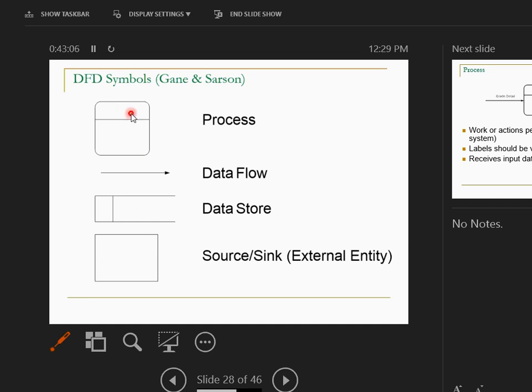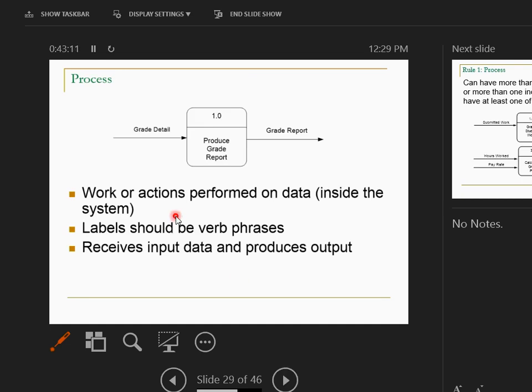We'll use rounded rectangles, but they won't have the bar in there. Processes are things that happen, activities. They should be a verb phrase, right? And what a process does is receive input and produce output. It's an action. So if you've ever got a circle or a rounded rectangle as a process, and it doesn't start with a verb, there's something wrong with how you're thinking about documenting what you're doing. So it transforms inputs to outputs.